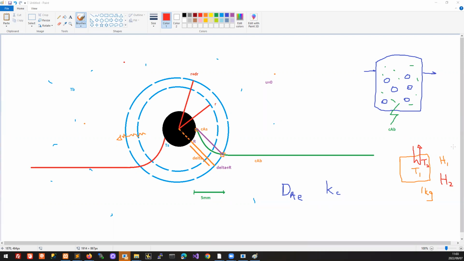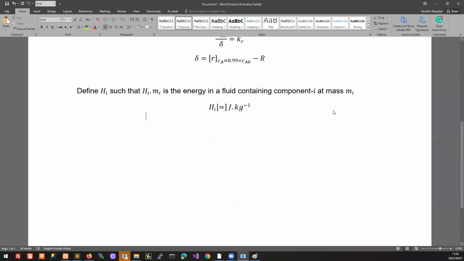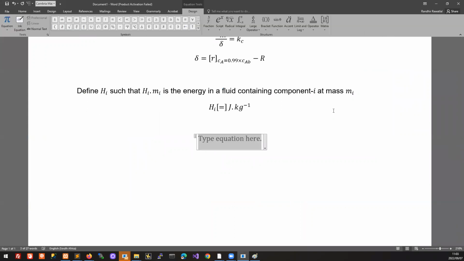So we can say that there's some quantum of energy that has been added, and the amount that's been added is equal to the mass in there times the enthalpy, let's say that's enthalpy 2, minus the mass there at enthalpy 1.